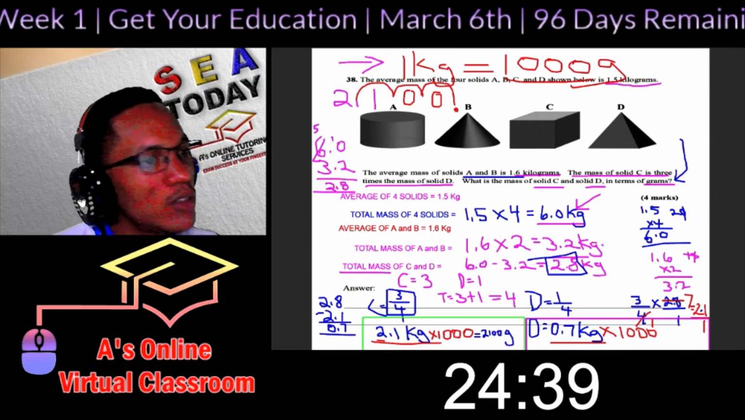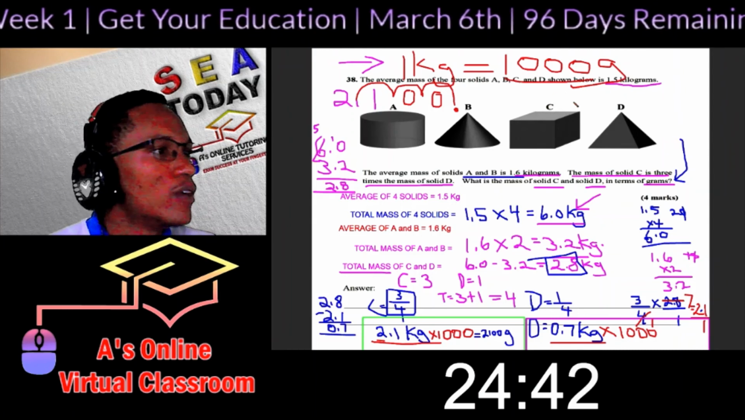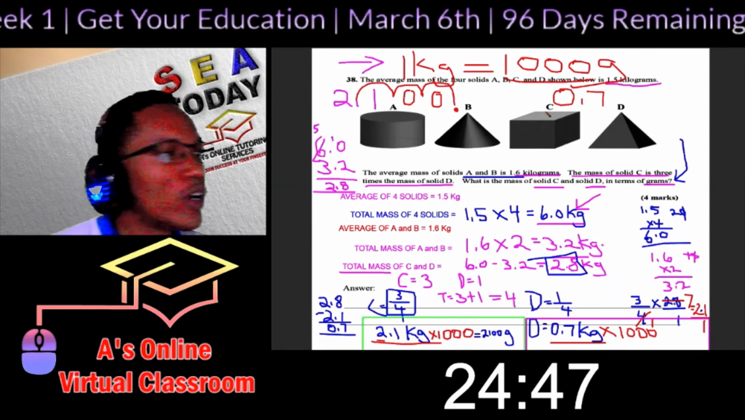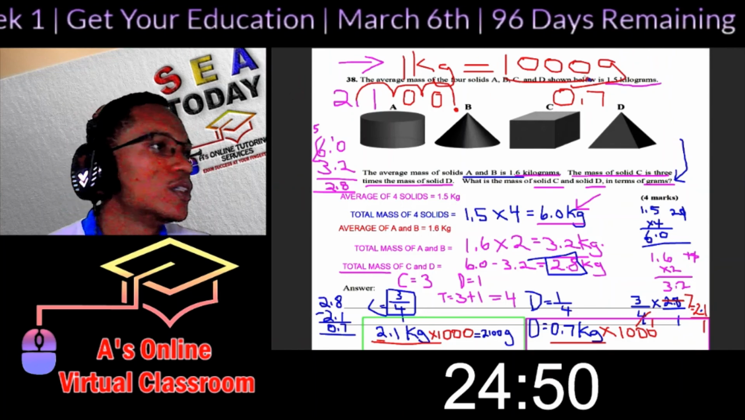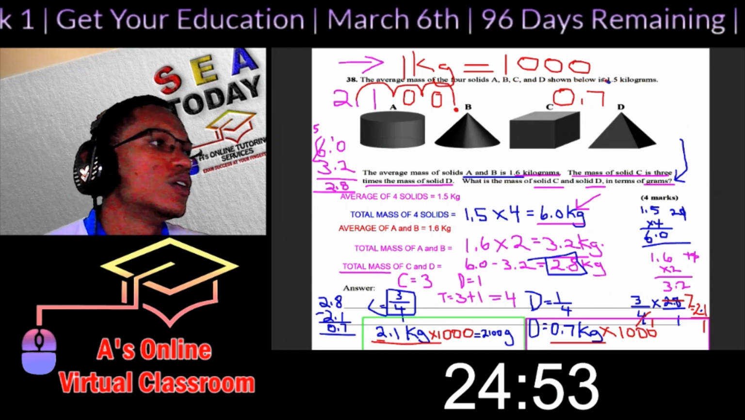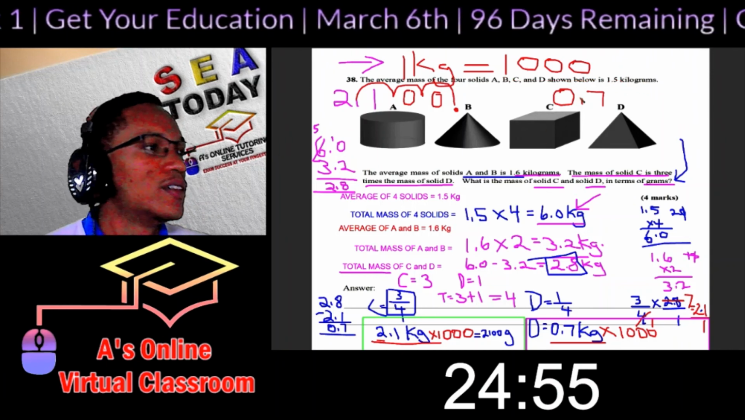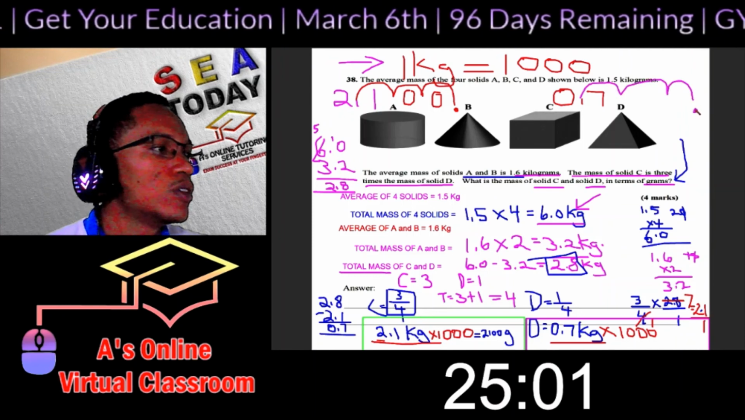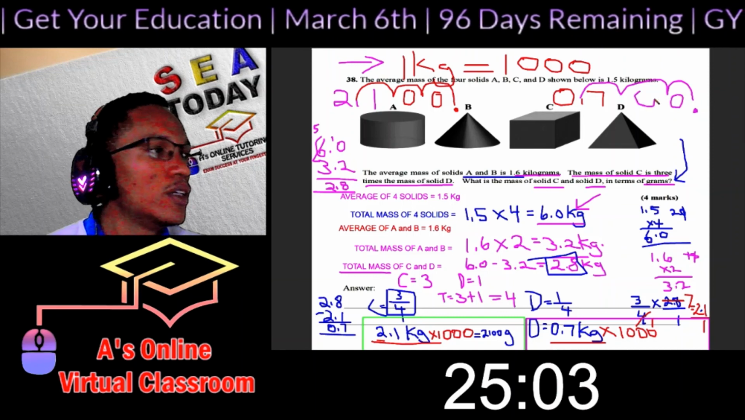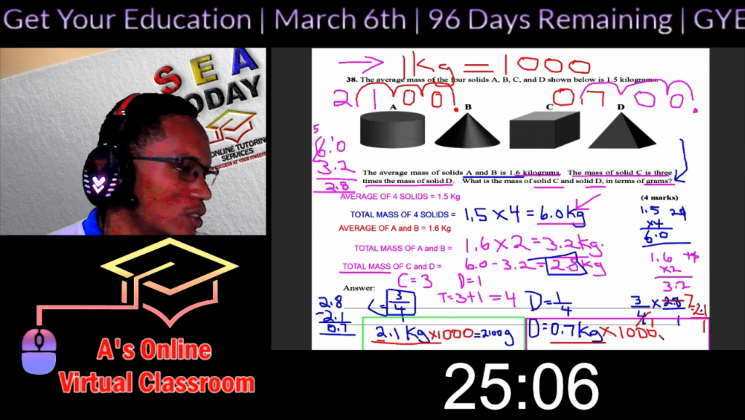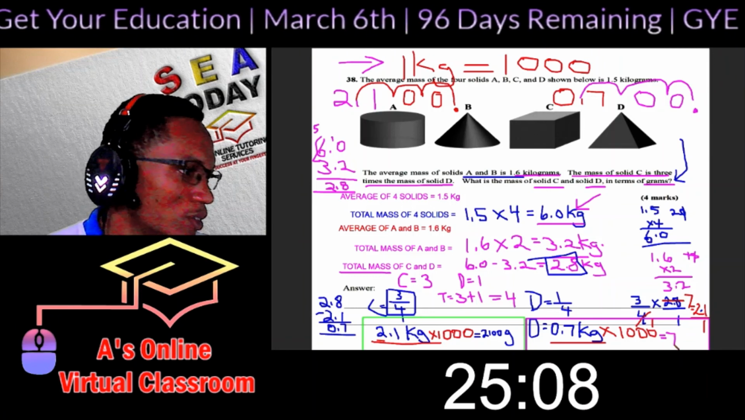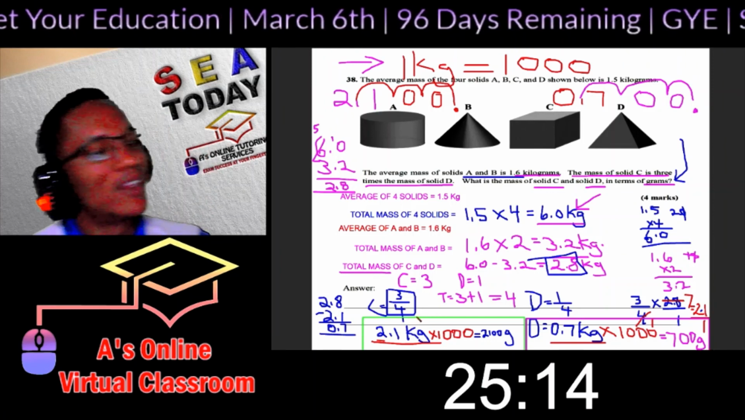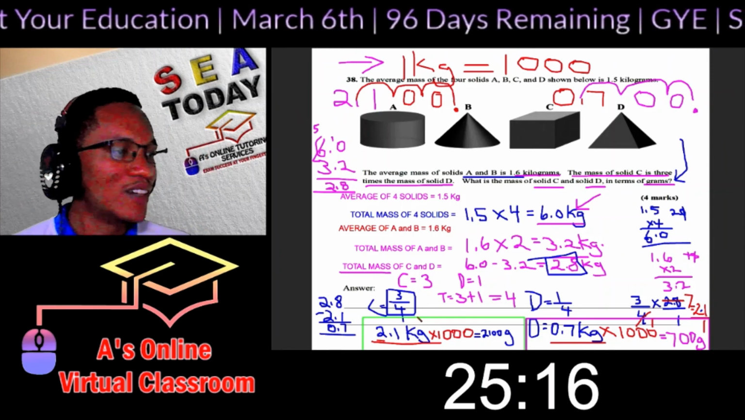And for the other one, 0.7, we have 0.7 times 1,000, same exact process. We're moving our point 3 times to the right. 1, 2, 3. Point goes down, add in a 0, add in a 0. So we end up with 700 grams. And that is our final answer.